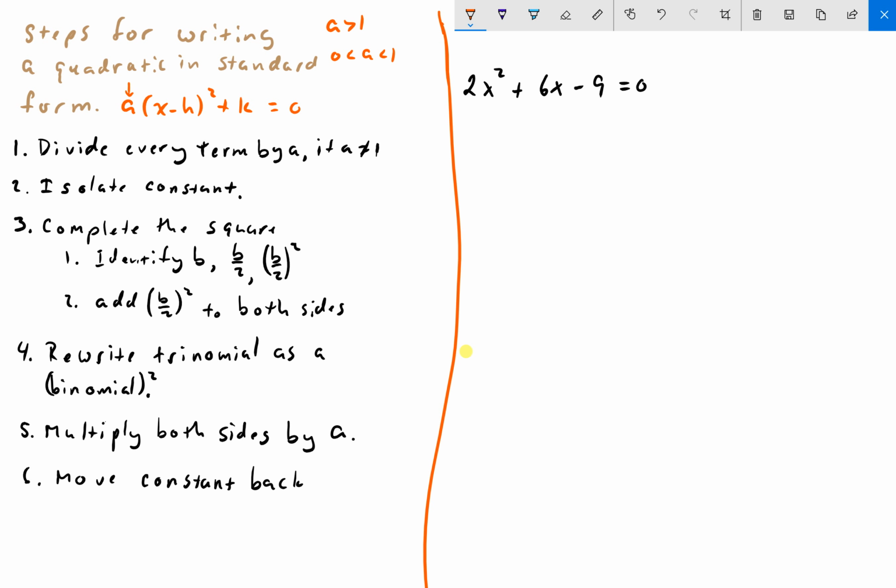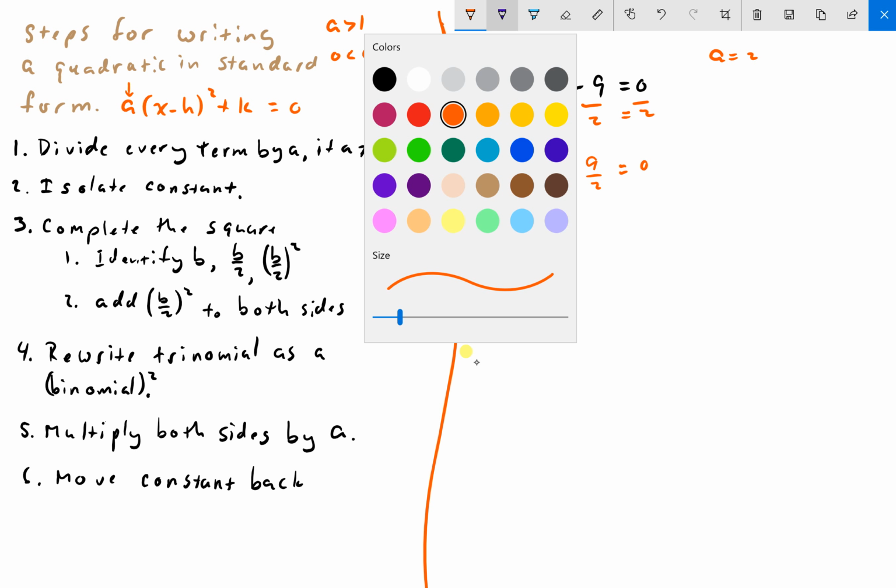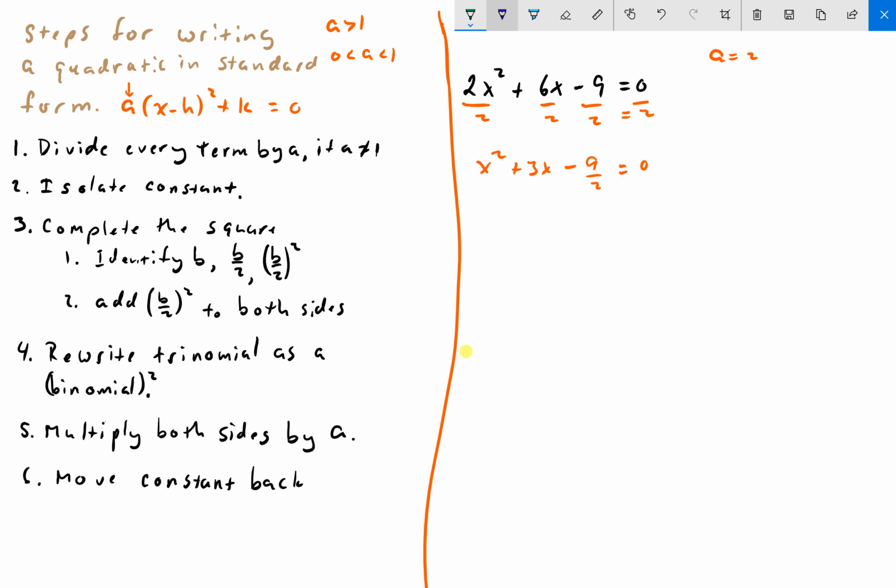So the very first thing I'm going to do is divide every term by a. And in this case, my a is 2. So I'm going to divide every term by a. And when I do that, I get x squared plus 3x minus 9 halves equals 0. I'm then going to isolate my constant. Now I'm going to try to change colors just to help illustrate what I'm doing. And so right now I'm at x squared plus 3x equals 9 halves.